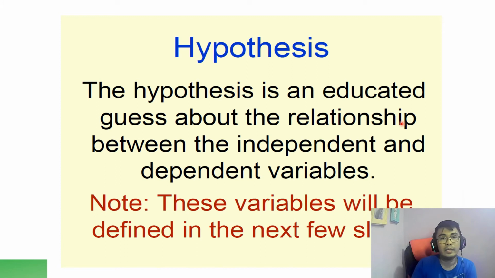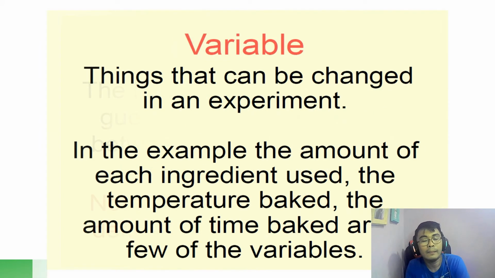So, a hypothesis is an educated guess, as I have mentioned, about the relationship between the independent and the dependent variables. These variables will be defined in the next few slides. So, take note, we have two variables, independent and dependent variables. Variables are the things that can be changed in an experiment. Again, the root word for variable is vary, so we need to say it changes. Okay? Things that can be changed in an experiment.